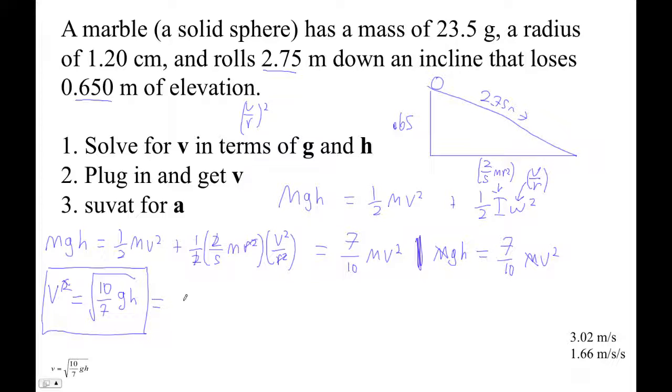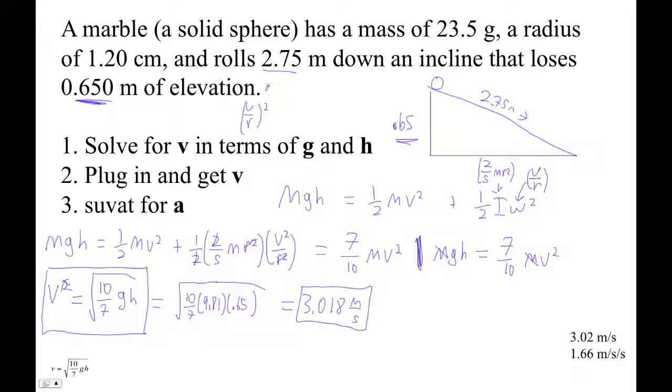Okay, so let's plug the numbers into this. That's going to be the square root of 10/7 times 9.81, and then our height is 0.65. All right, 10 divided by 7 times 9.81 times 0.65. Oops, I forgot to square root it, so I'm going to square root it. Okay, and I get 3.018 meters per second at the bottom.